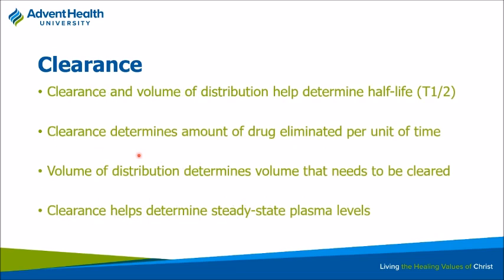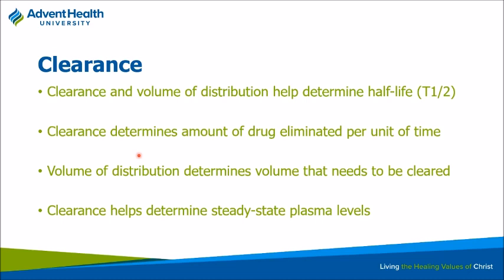Okay, so looking at clearance itself, we're going to find that clearance and our volume of distribution will determine what the half-life of the drug is. Let's say half-life, what does that mean? Time it takes for half of the drug to get eliminated from the body. Okay, that includes metabolism and the excretion. So the time it takes for half the drug to go away. Okay, so you can find that some drugs will have a very long half-life, some drugs will have a very short half-life, and depending on the patient's physiologic condition, you may find that this will change within that patient itself, depending on what's going on.